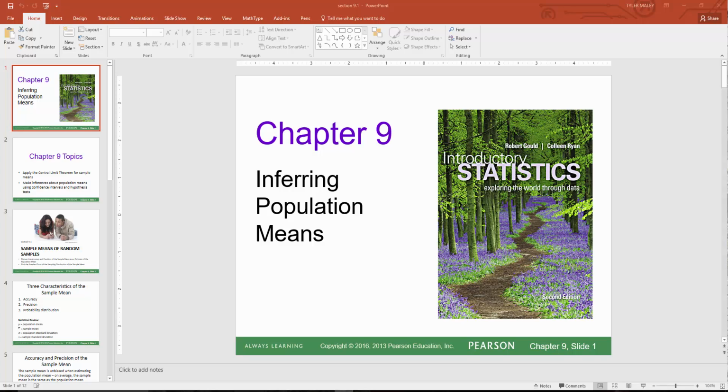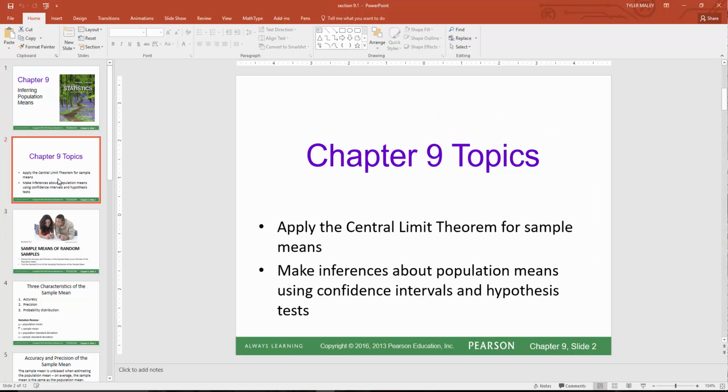All right, so now we're ready to look at chapter 9, which is inferring population means. Remember, inferential statistics, I mentioned before, is the heart of statistics. Before, in chapter 8, we looked at inferential statistics with population parameters. Now we want to do some inferring with population means.